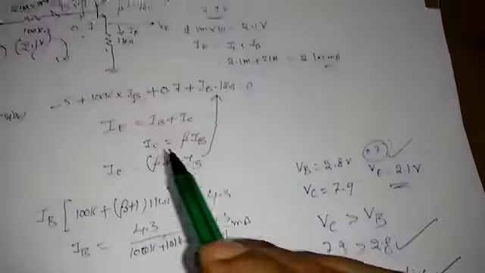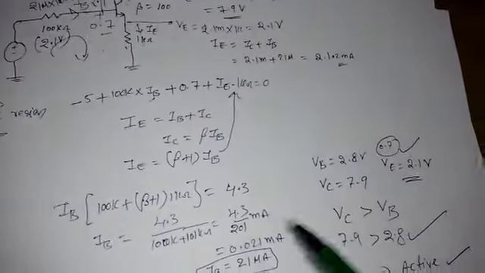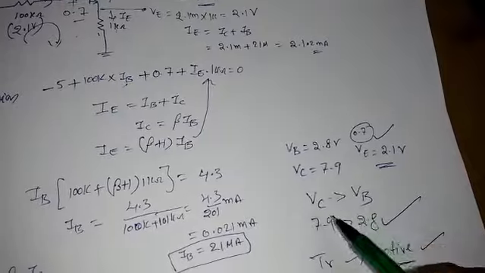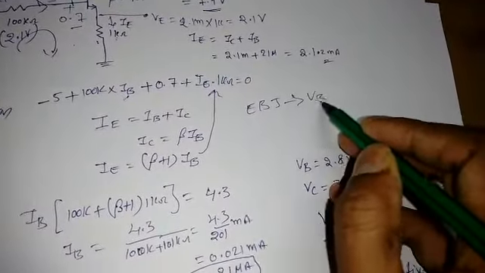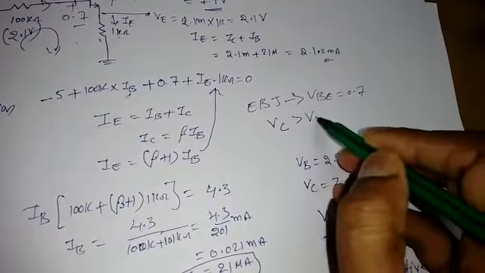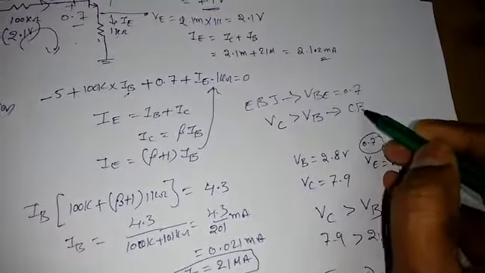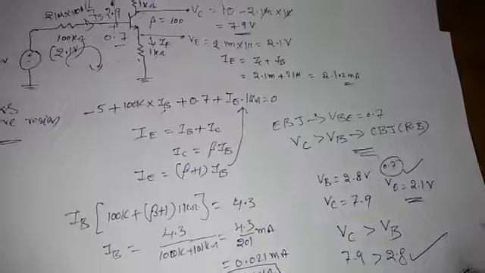So again I am repeating. We need to find all the currents and voltages through either KVL or KCL. Once we have found them, the emitter base junction should be forward bias, so VB should be at least 0.7 volts, and VC should be greater than VB to make the collector base junction reverse bias. So that we need to check, right?